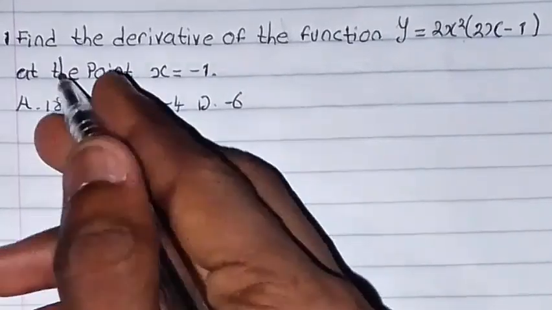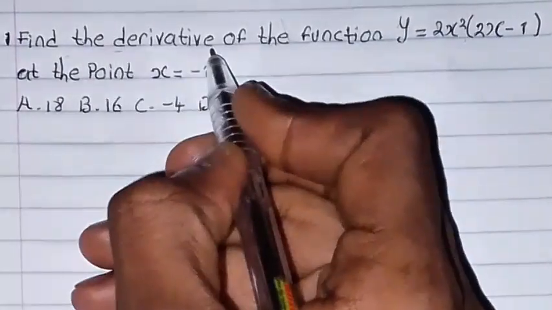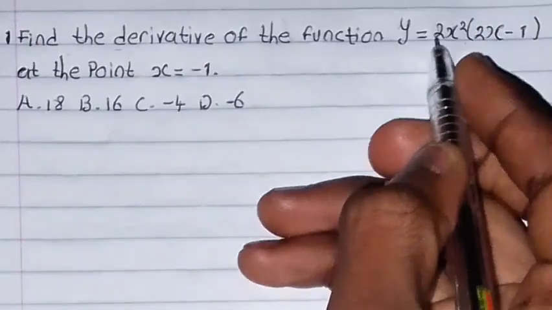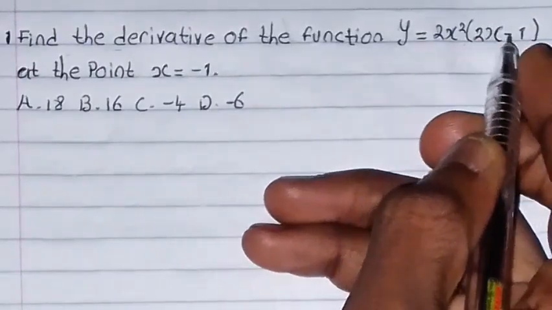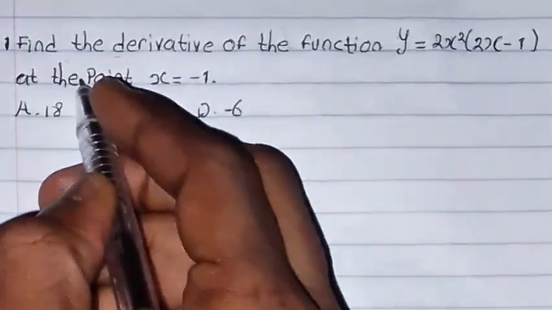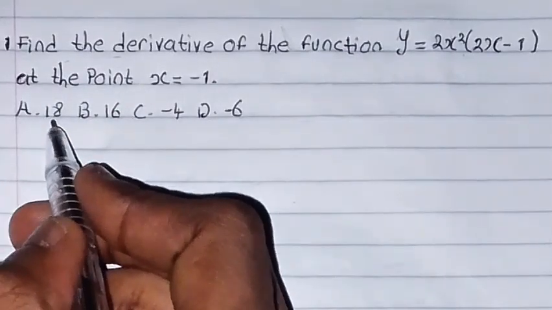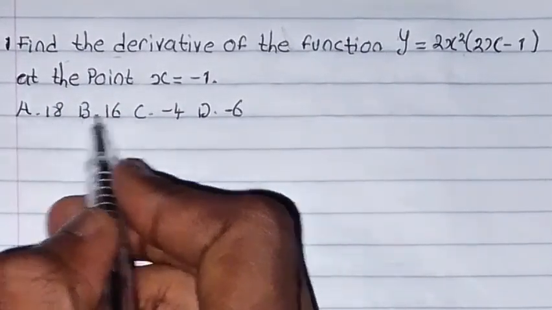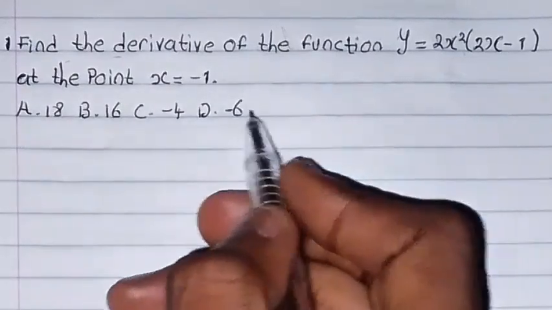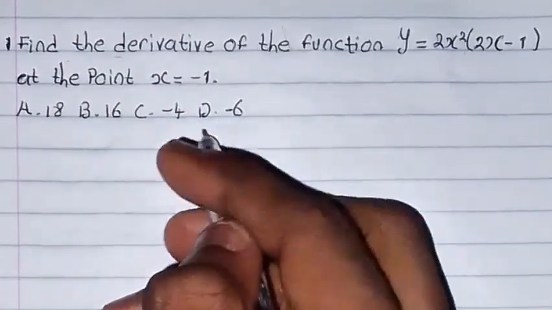We have a question that says: find the derivative of the function y equals 2x squared (2x minus 1) at the point x equals minus 1. A says 18, B says 16, C says minus 4, D says minus 6.